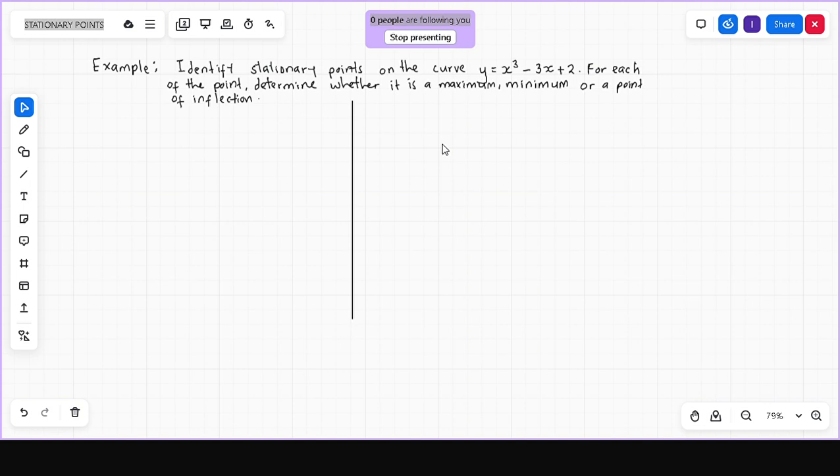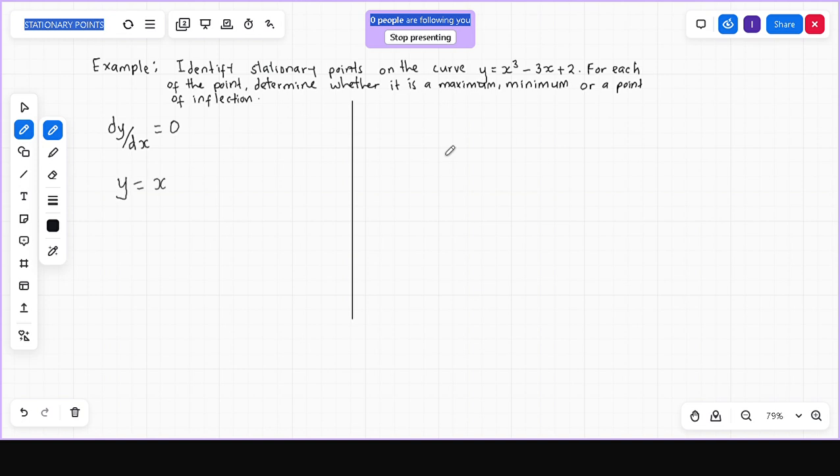So the previous video I told you that at stationary points, the gradient function, that is dy/dx, is always equal to 0 at the stationary point. So the stationary point can be a maximum point, it can be a minimum point, or it can be a point of inflection. So we are going to differentiate this given function with respect to x. So the function given is y equal to x cubed minus 3x plus 2.